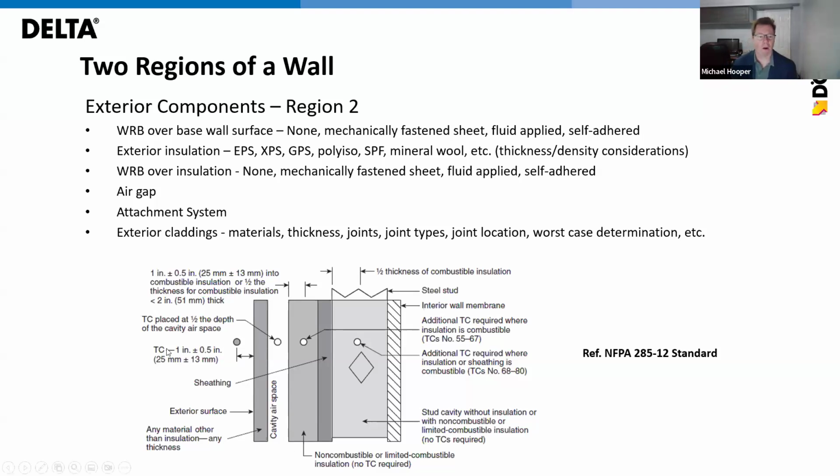And you'll see here all the various thermocouples that are placed. So again, you've got one on the exterior, an inch off. You've got one at half the distance in the airspace. You've got another thermocouple within the continuous exterior insulation halfway through. And that's if the insulation is combustible. If it's non-combustible, this thermocouple is not required. You'll have another thermocouple within the steel stud cavity as well in the interior. So there's a lot of data points that are taken into account when this test is performed.